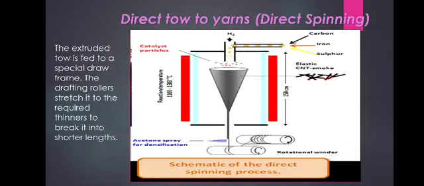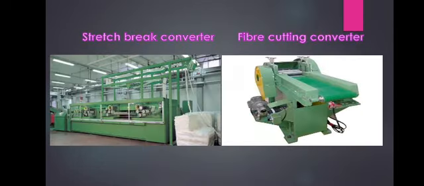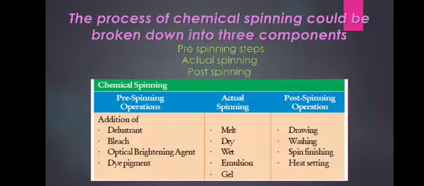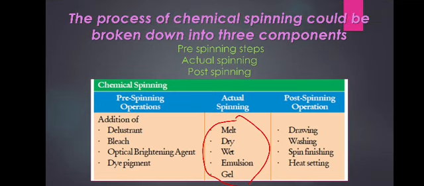Can we repeat these things? There are two types of process: chemical spinning and mechanical spinning. In mechanical spinning, there are conventional and non-conventional methods. Then the chemical spinning process: there are the melt method, dry method, wet method, immersion method and gel method. These are the different methods of the spinning process.